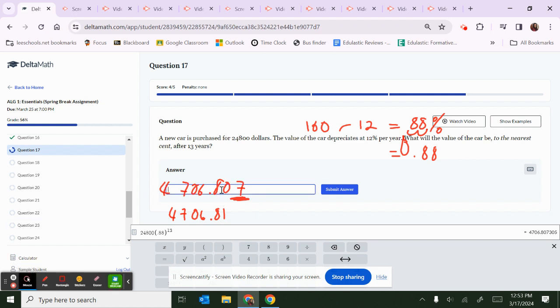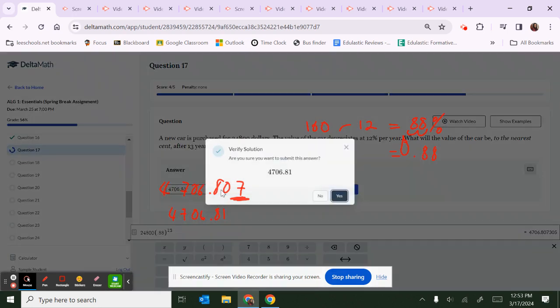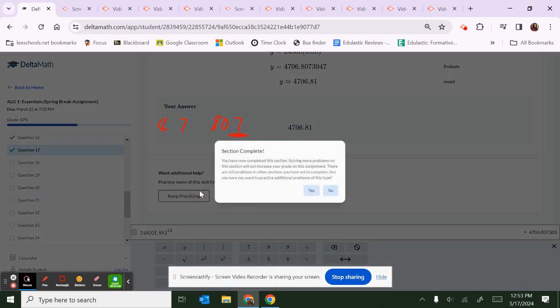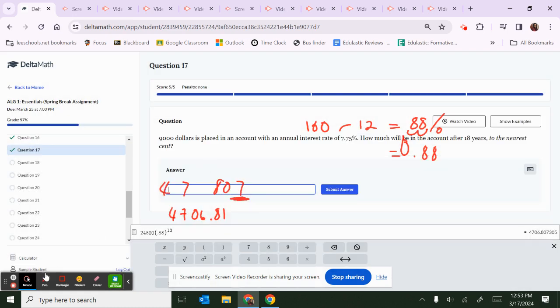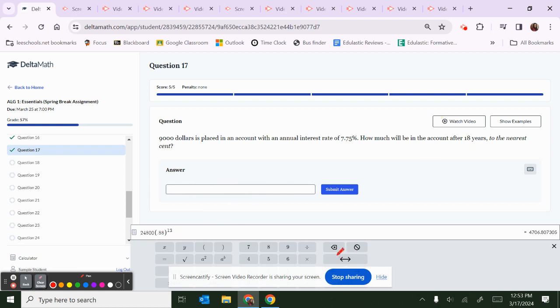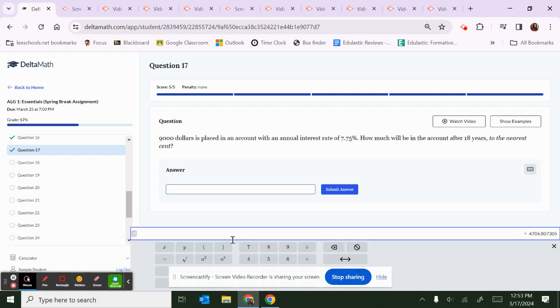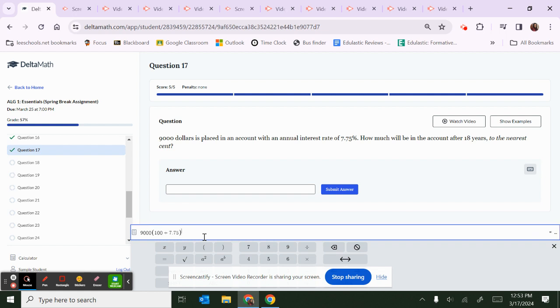Okay. And I'm gonna show you how you can actually use your calculator a little bit more. This might actually be the easiest application of using your calculator. So I'm gonna do one final example to show you an easy application. You can use your calculator and do just like what I did here. But you write 9,000 parentheses 100. Interest is what you're gaining, so plus 7.75 close parentheses to the exponent, which is 18.